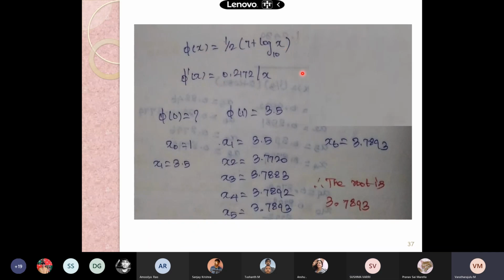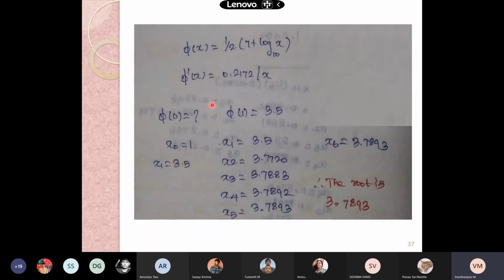For log base 10, if you apply log 0, what happens? Check and tell me. Log 0 also won't exist. So don't take 0 as your initial approximation. Try to switch over to 1.